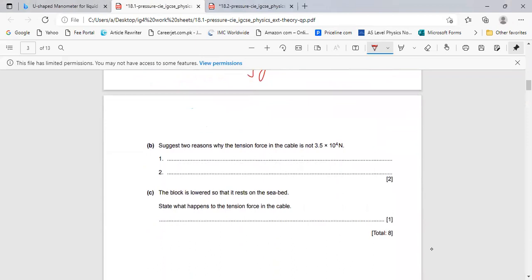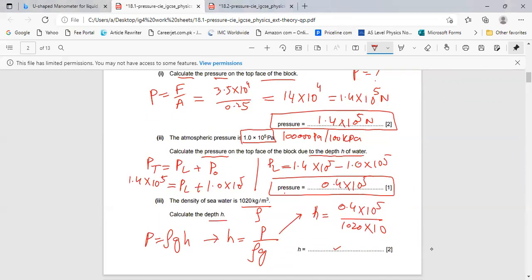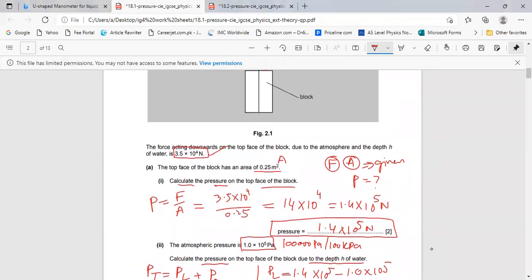Okay, next, suggest 2 reasons why the tension force in the cable is not 3.5 into 10 to the power 4. Like what was 3.5 into 10 to the power 4? It was this, the total force. This was the total force due to atmosphere and due to depth. So they're asking why the tension in the cable is not this.